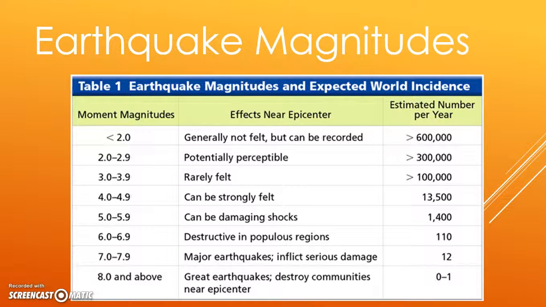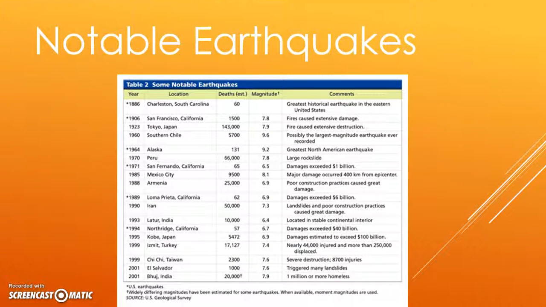And you can see the estimated number per year. So with less than a 2.0, we actually have over 600,000 earthquakes a year that usually are not felt. 12 that are major earthquakes, and usually 0 or maybe 1 in a year that will be an 8.0 or above. So these are some notable earthquakes, and this is in your textbook, so I just want to glance through this.